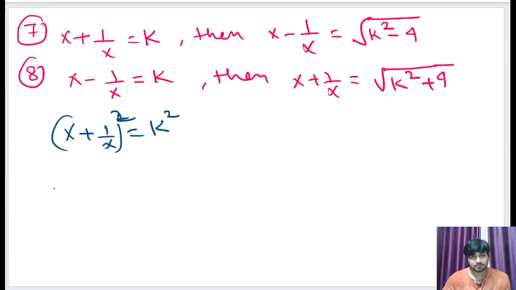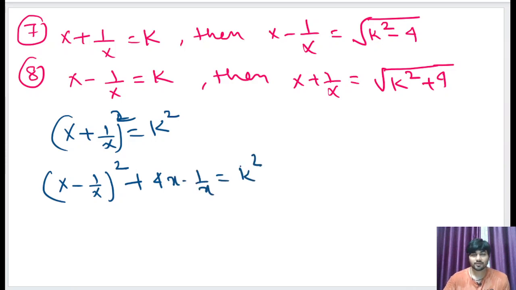After squaring both sides, I can write it as (x − 1/x)² + 4x · (1/x) = k². Anybody having any issue? If somebody has any issue with this, let me explain one thing.